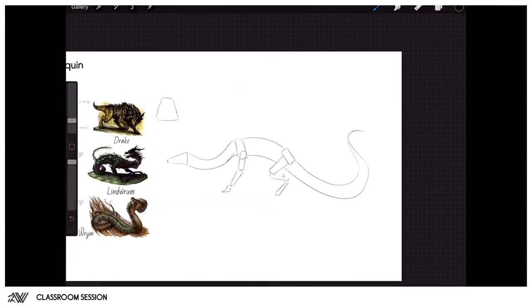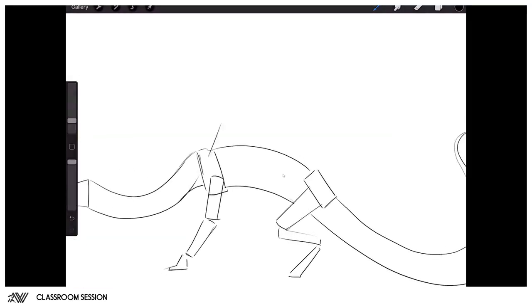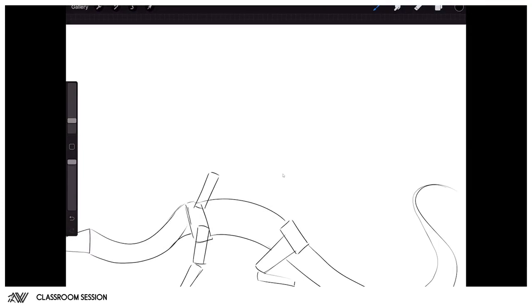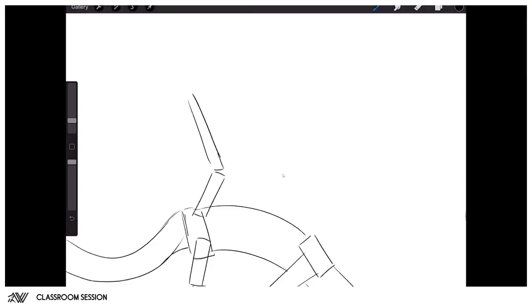Okay, and then lastly are the wings, of course. And this is where you should study bat wings as well. But essentially, wings are exactly the same as our arms. And for those of you that have studied anatomy enough, you'll understand this. So basically, the wing is also a humerus bone, and then a radius and ulna bone, which is basically represented by a tapered cylinder.